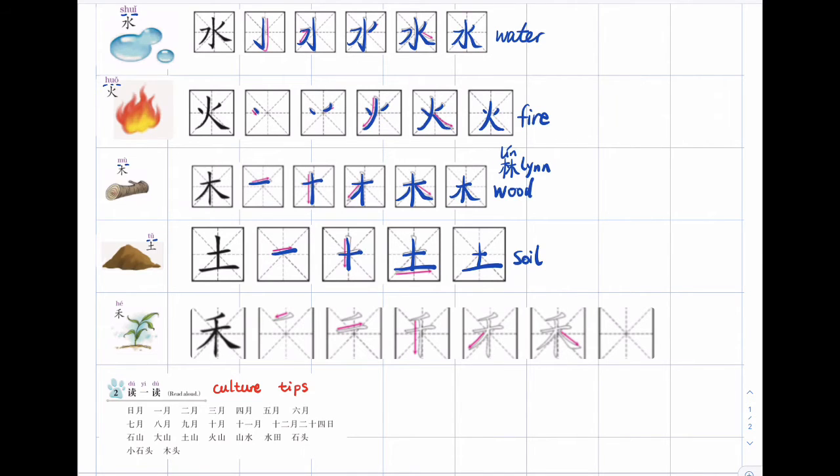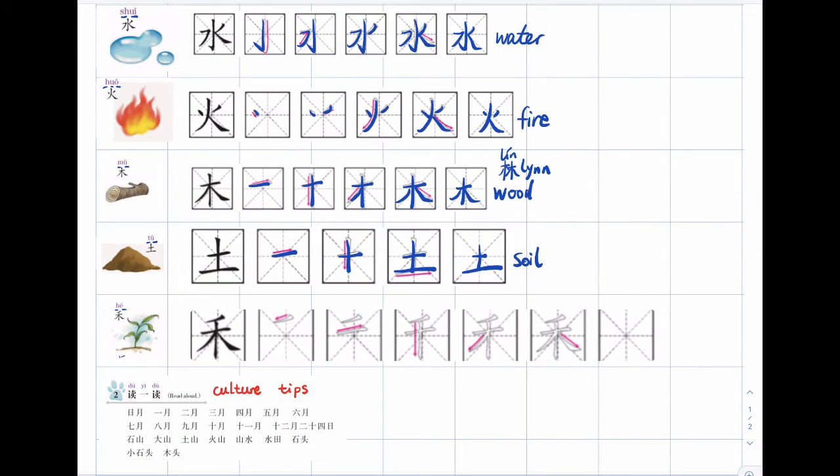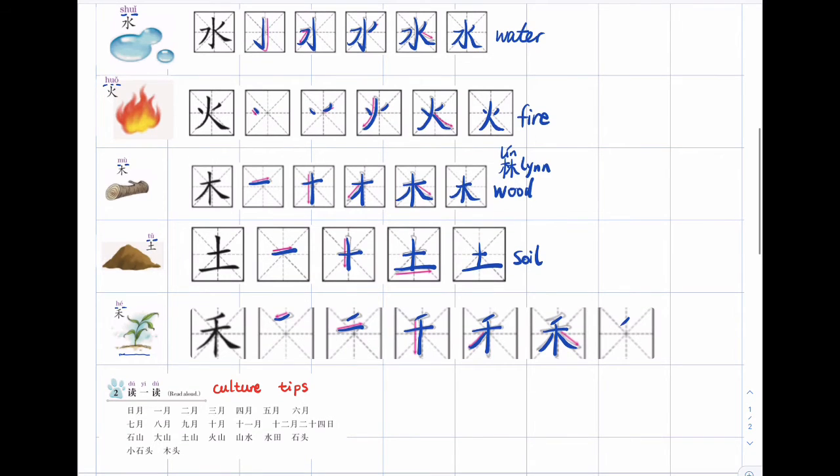Next one is 禾. From the picture you can see it's a little bit like a crop, it's growing. That's exactly what this Chinese character means. 禾, let's see how to write it. 一二三四, 5 strokes. That's the most strokes that I made today. It means crop. When I'm writing it again, I'm thinking why we need to learn 禾.